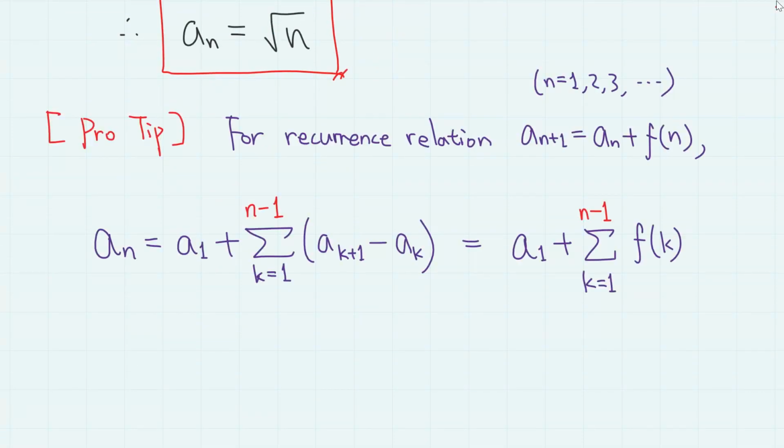In general, for recurrence relations given as a(n+1) equals an plus f(n), we can find the general expression for the nth term by a1, the first term, plus we add up the difference between adjacent terms, a(k+1) minus ak, from k equals 1 to n minus 1. Remember that this part must be n minus 1. So we have a1 plus sigma from k equals 1 to n minus 1, f(k).